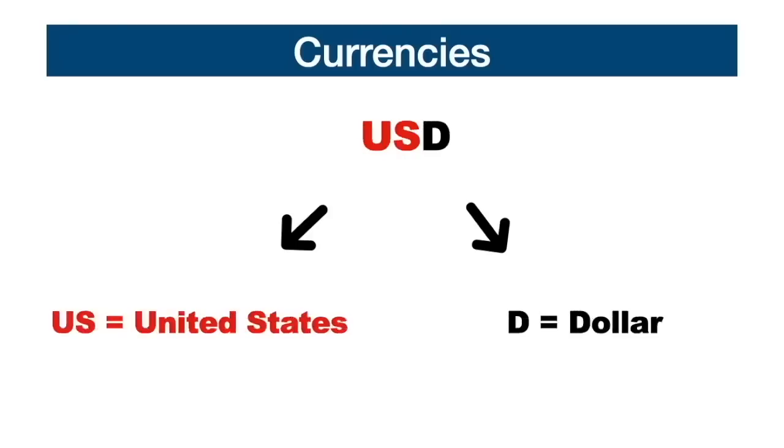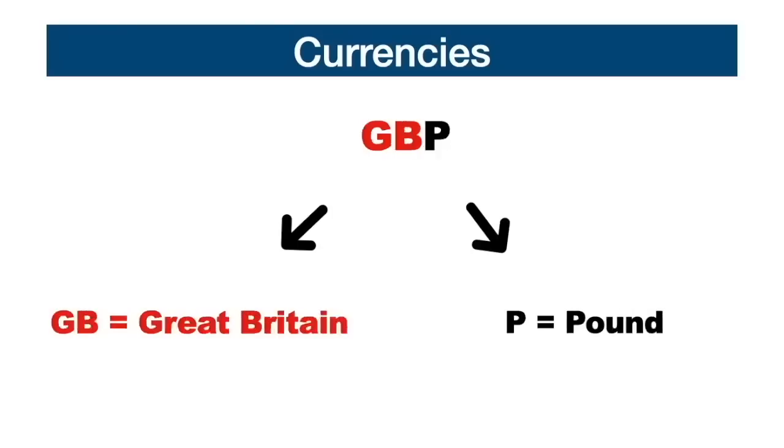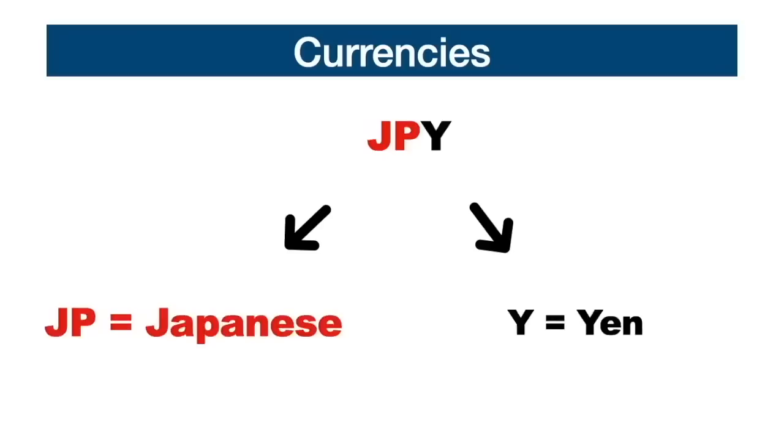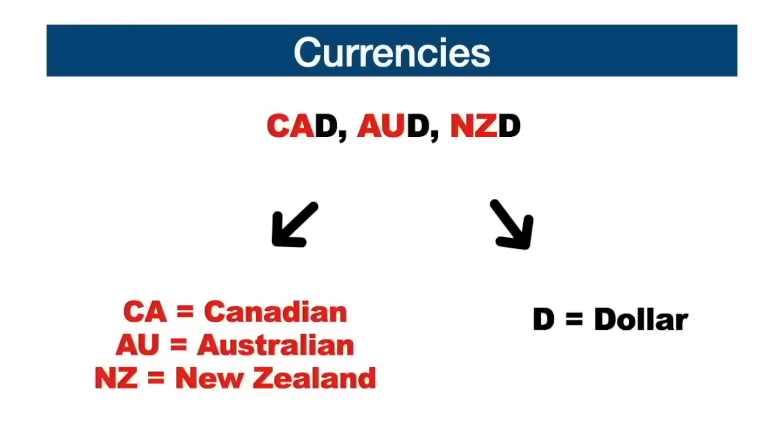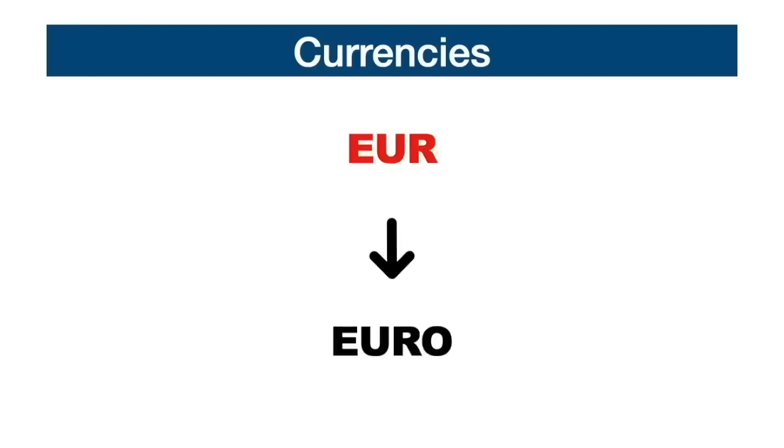This is the breakdown for the US dollar. This is the breakdown for the British pound. This is the breakdown for the Japanese yen. This is the breakdown for the Swiss franc. This is the breakdown for the Canadian dollar, Australian dollar, and New Zealand dollar. The only exception to this rule is the euro.